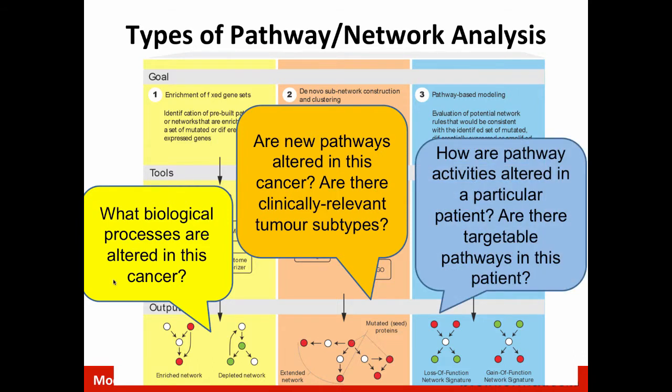And then finally, pathway-based modeling. It's a much younger approach than goals one and two. It's a little bit more experimental. But I think there's some value there because it helps to evaluate how pathways and networks, their states themselves, are disrupted in disease. And it allows you to analyze more than one data set or one data type at a time. And you can answer questions as to how pathway activity is altered in a particular patient, and really asking questions like, are there targetable pathways in these patients? So I think that's where I want to start.